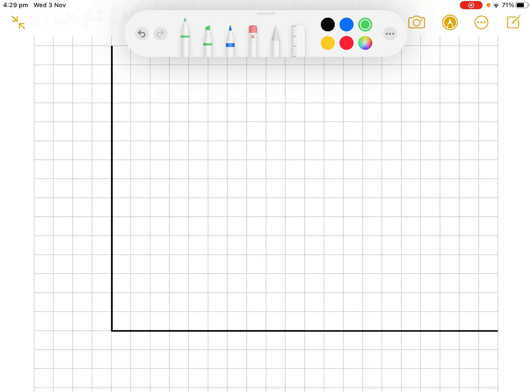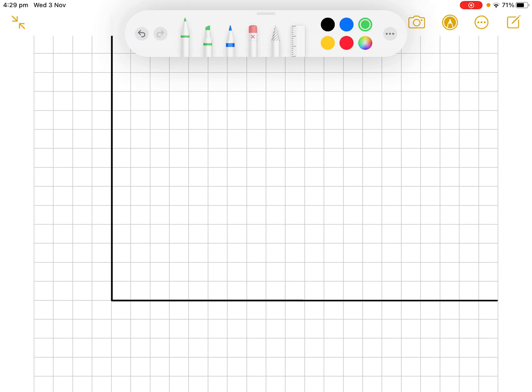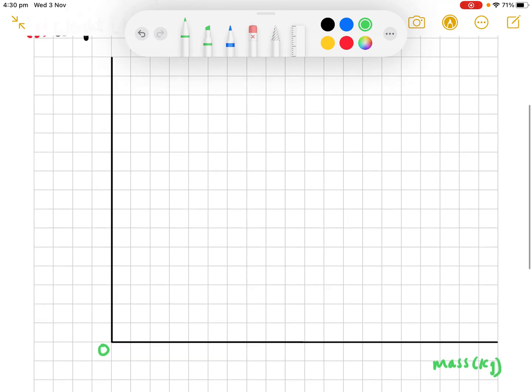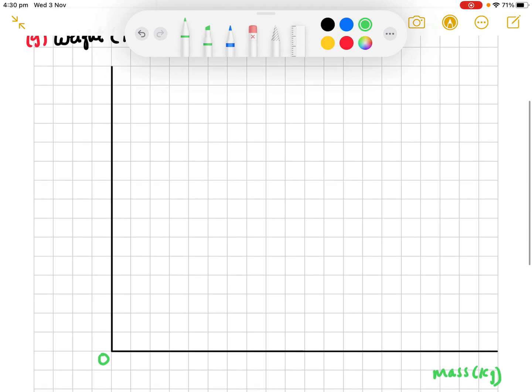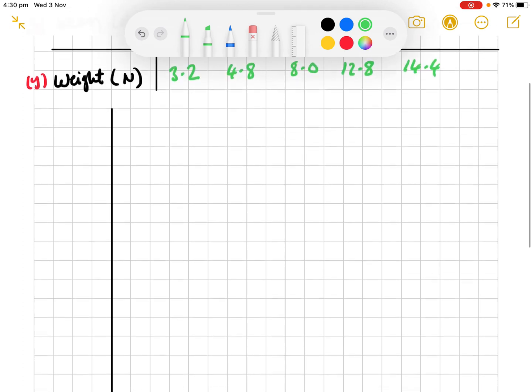What do we do now? Well, we need to label them. So the first thing I'm going to write down here is that this axis is mass in kilograms. It's vital you label the axis and give its unit. Then put in your origin. That point 0, 0 in maths, you would call it coordinate 0, 0, is the origin. That must always be stated.